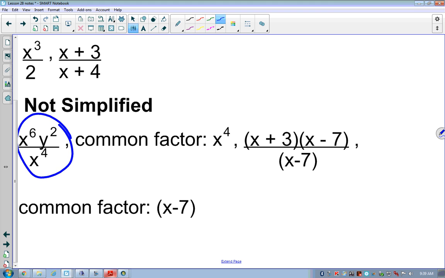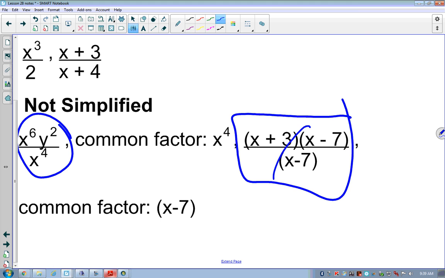First off, in here, I can move this x to the 4th, right? And we could factor x to the 4th out of the whole thing. Okay, so that's the common factor out of the numerator and denominator. Over here, my common factor is x minus 7. So I could factor that out of both the top and the bottom. Okay, so it's only simplified when the factors between my numerator and denominator are down to just 1. Okay.